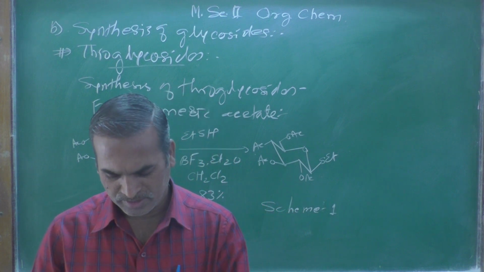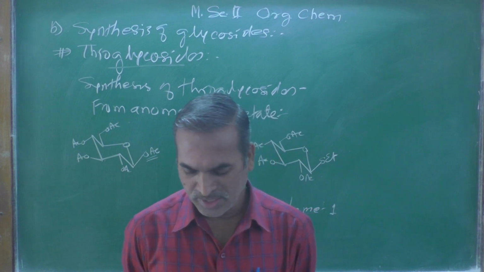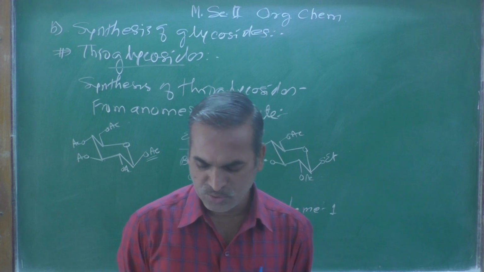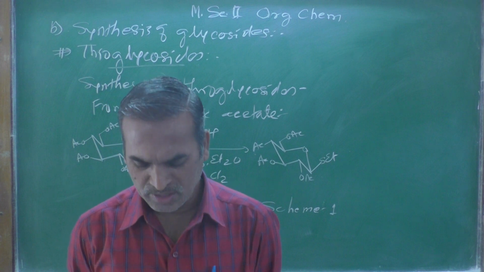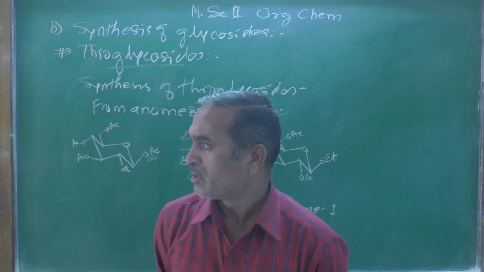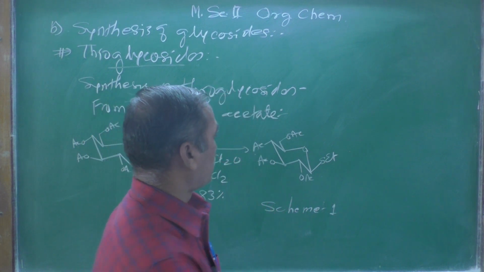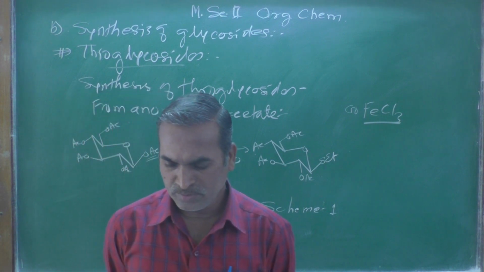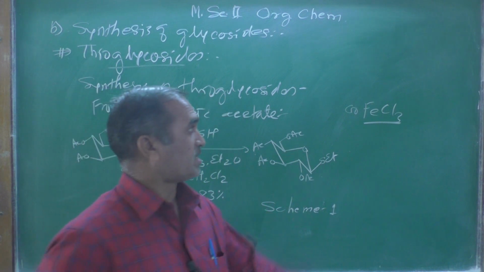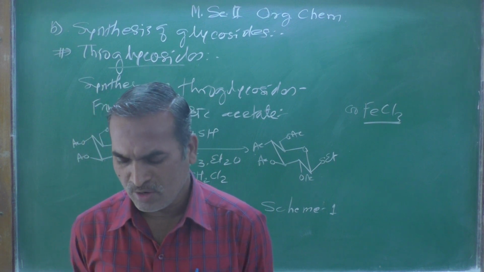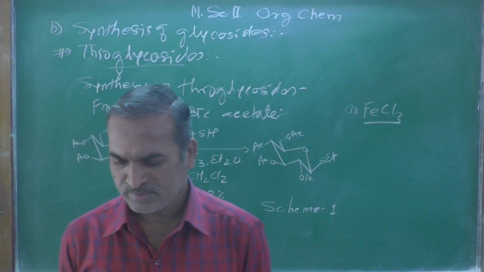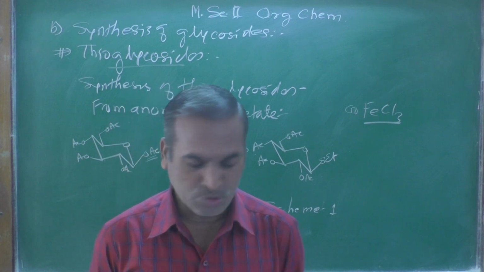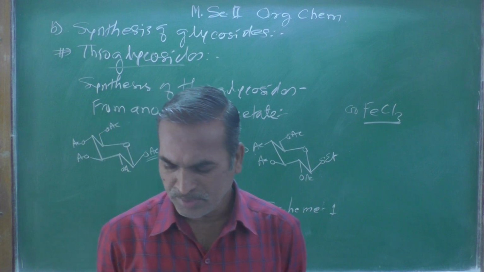A standard procedure is to react a per-acetylated aldose dissolved in dichloromethane, CH2Cl2, or chloroform, with a slight excess of thiol using a hard Lewis acid, for example boron trifluoride etherate or FeCl3, that is ferric chloride. This acts as a promoter to give a high yield of the 1,2-trans product, through neighboring group participation. This is a beta acetate precursor.